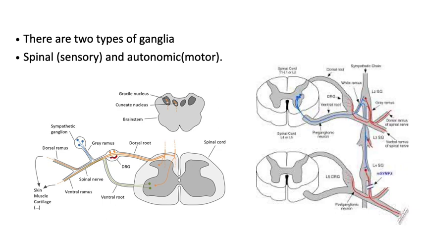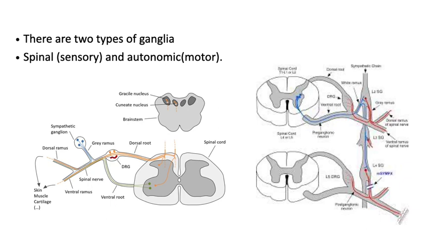Sensory is, if you can see here, this is a spinal cord and this is a section of the spinal cord we can see. There is a dorsal root and this is known as the dorsal root ganglion. So, a nodule-like structure which is found on the posterior root of each spinal nerve. It contains cell bodies of the afferent sensory nerves. So, this is known as a spinal or a sensory ganglion.